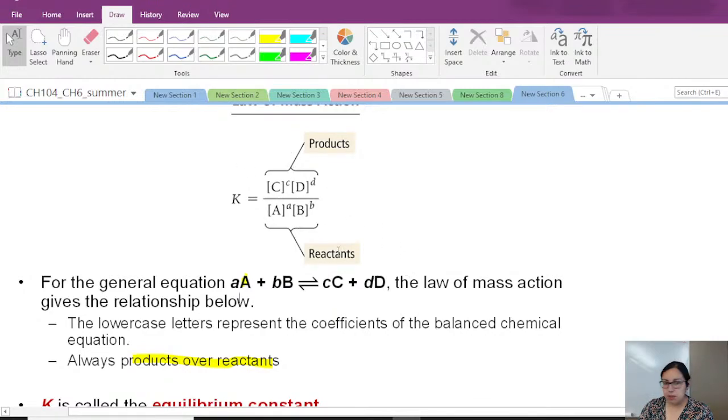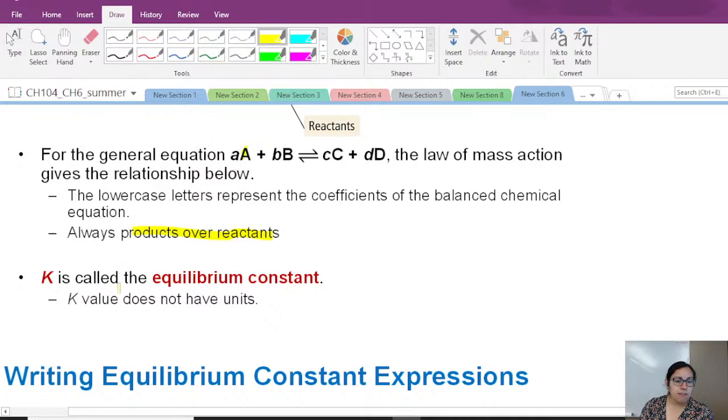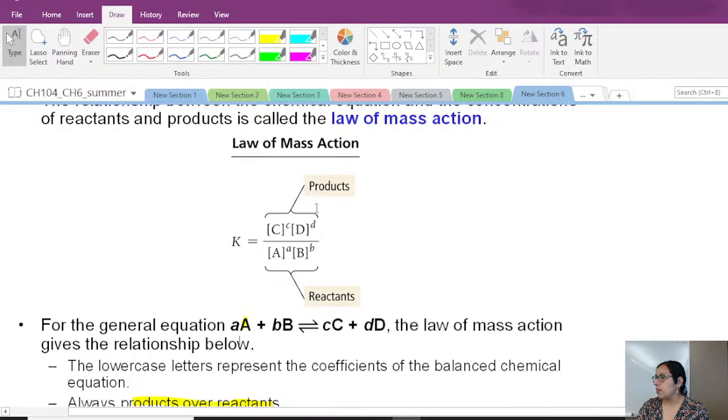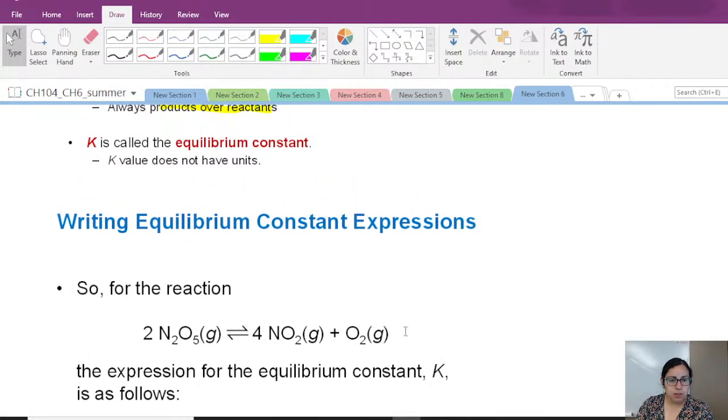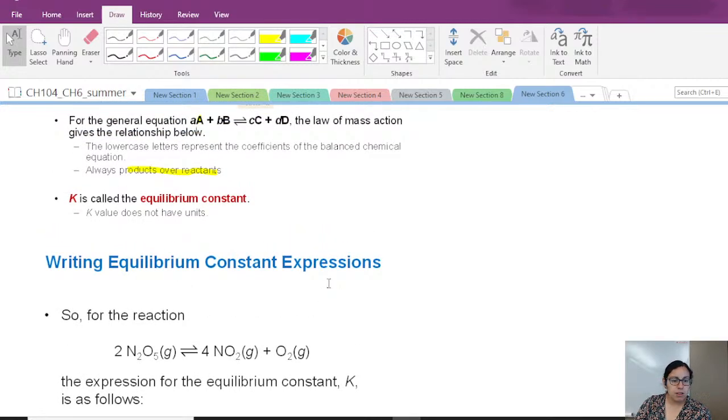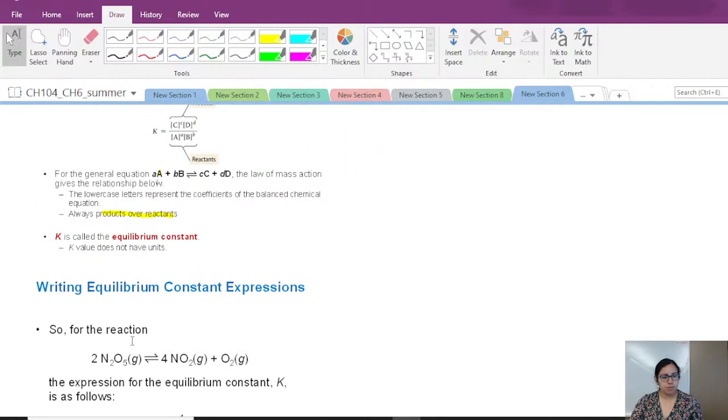Again, products over reactants. The K value does not have units, so those units would cancel out if it's in molarities or pressure, since you'd have the same units of concentration on top and bottom. All right, so try, and try not to reveal the answer, to write the equilibrium expression for that example. So 2 equivalents of N2O5 give you 4 of NO2 plus oxygen.